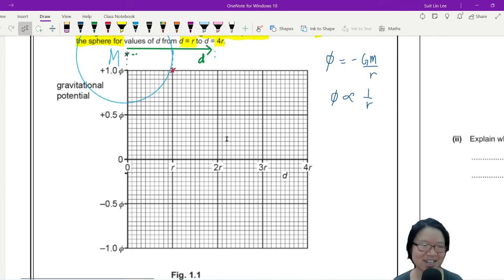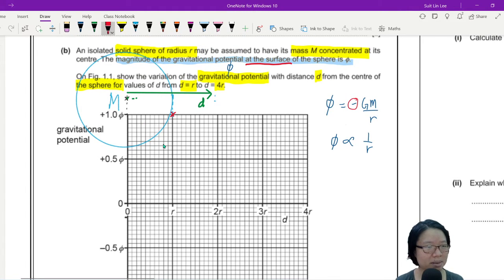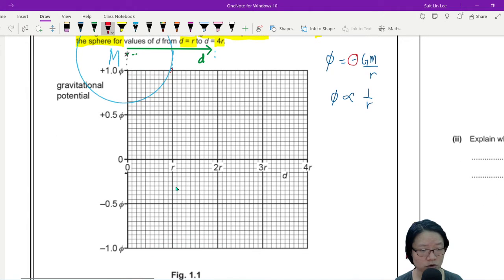But miss, should I draw positive or negative? Of course, you should draw negative. You see the negative here? Because it says here the magnitude. So magnitude is phi, but the actual value is negative. If you plot it positive, you'll probably lose 1 mark. So I'm going to shift it down and we're going to draw negative. This is very important because it tells us a fundamental property of gravitation, which is that it's attractive. All right, so I'm going to start with negative.